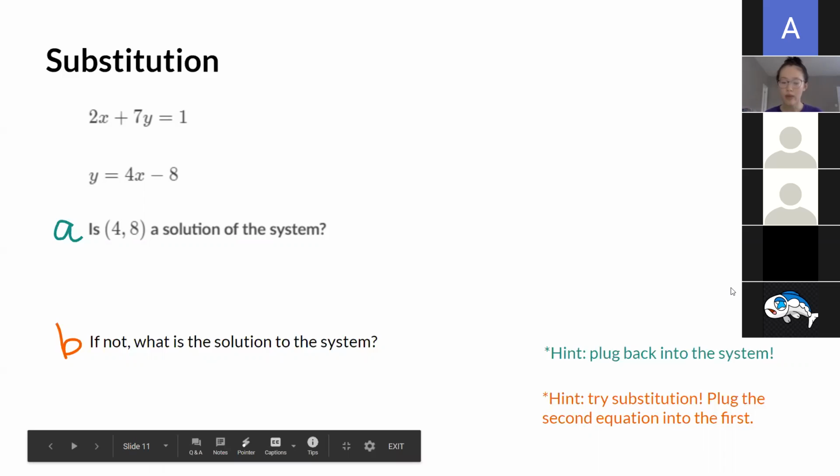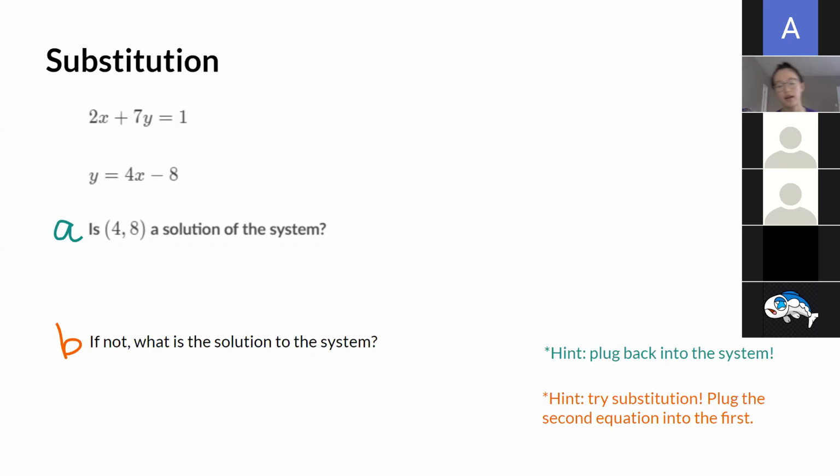In the lower right-hand corner, I have the first hint for part A. The hint says plug back into the system. In order to double check whether 4, 8 is a solution to the system, you would just plug it back in. You have to plug it into both equations of the system, because it might work for one of them but not the other. You want to make sure it works for both lines, so then it's actually the solution.